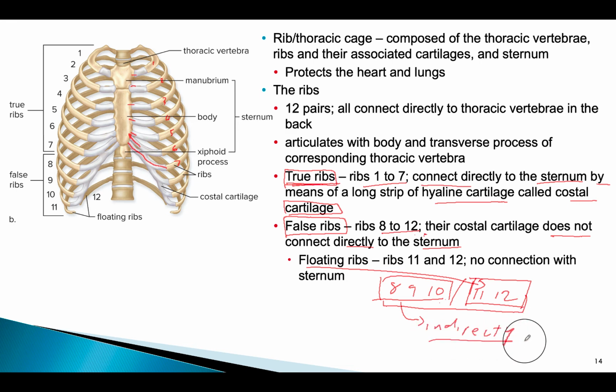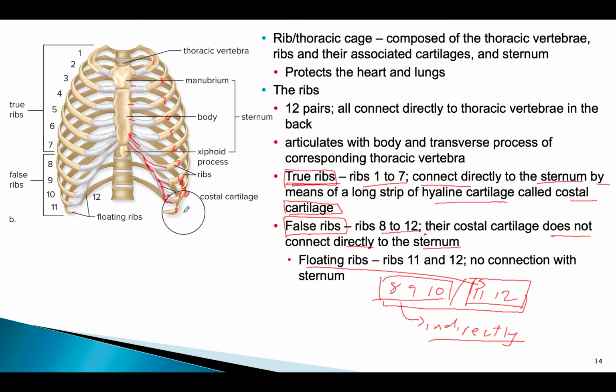What do I mean by that? Let's take a look at this one over here. We have number 7, 8, 9, 10, right? You still have the costal cartilage of the 10 right here, and the costal cartilage of the 9 right over here. So 8, 9, and 10 still have their own costal cartilage. However, 8, 9, and 10 have a connection to the sternum via the costal cartilage of number 7. Therefore, they are indirectly connected to the sternum. Okay?